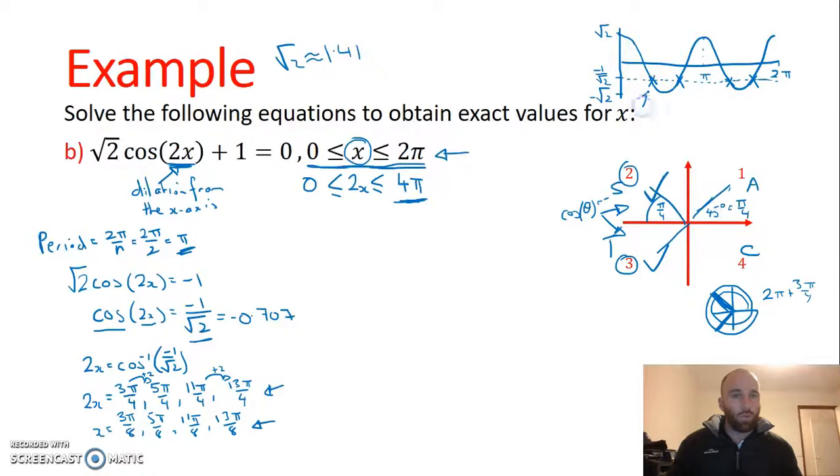So that first one there, that location is at 3 pi on 8. That next one is our 5 pi on 8. My third value is our 11 pi over 8. And my last value is 13 pi over 8.